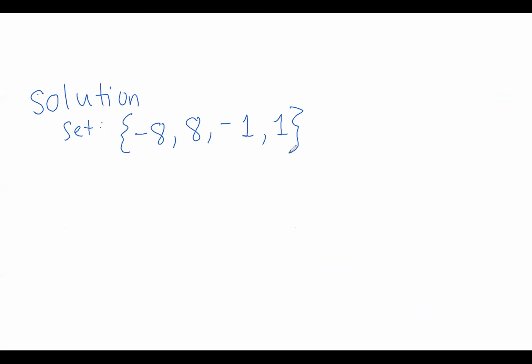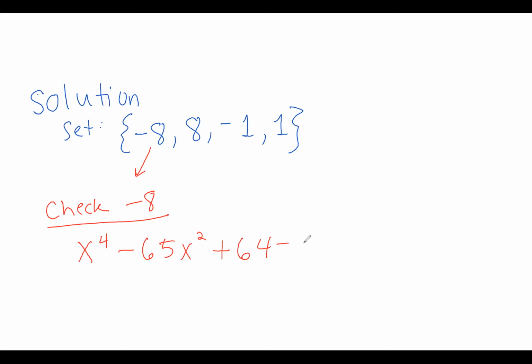For the sake of time, I will just check one of these solutions just to give you the idea of what it would look like. Let's just check our first one. But just know that you could check all 4, and all 4 should result in a true equation. So we'll just check negative 8, just so you can see one of these. All right, now our original equation, remember, was x to the 4th minus 65x squared plus 64 equals 0. Okay, so I'm replacing x with negative 8.